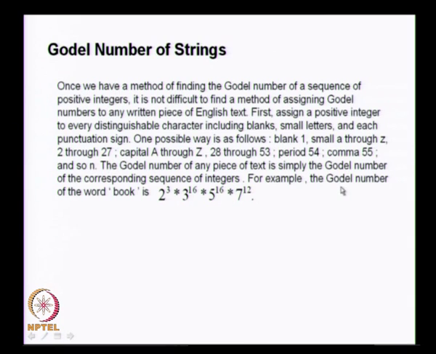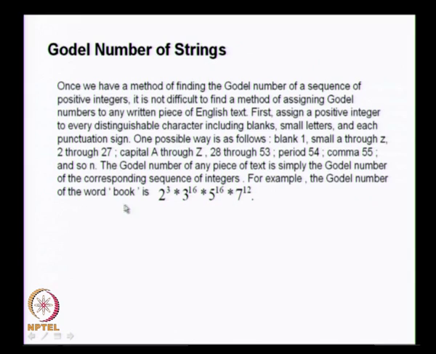For example, the Gödel number of the word book is this: b is 3, o is 16, o is again 16, and k is 12. So, the sequence of integers will be 3, 16, 16, 12, and choosing the corresponding primes you get 2 power 3 into 3 power 16 into 5 power 16 into 7 power 12. This is the Gödel number of the word book.